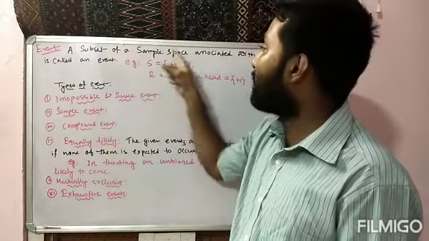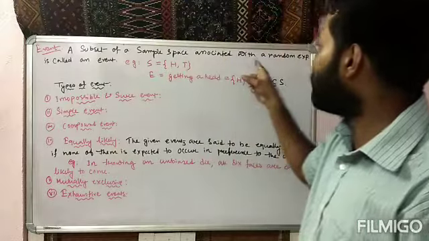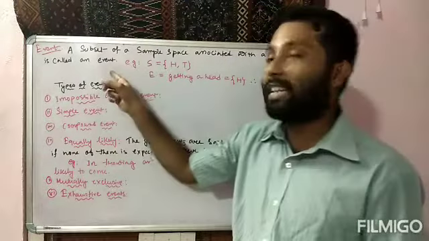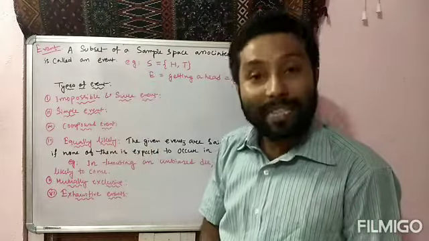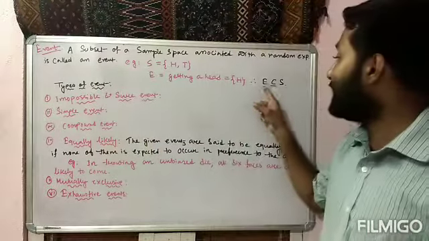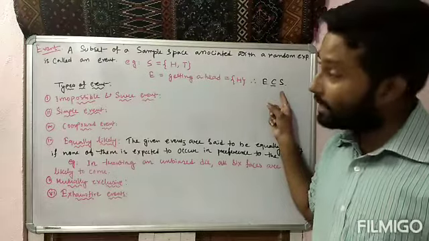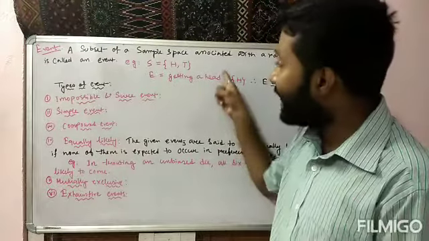A subset of a sample space associated with a random experiment is called an event. So since here E is the subset of the sample space S, that means we can say that E is a subset of S. So this is an example of an event.